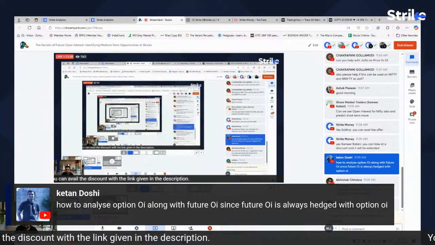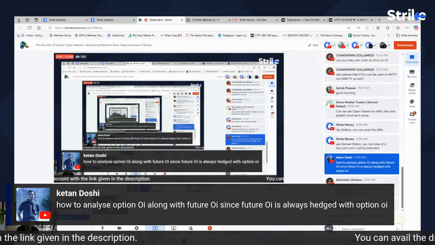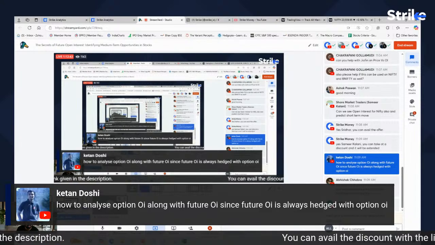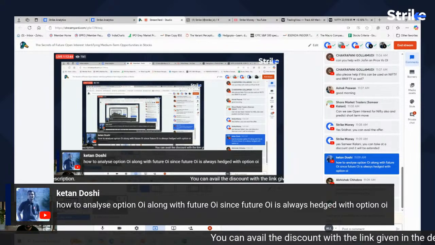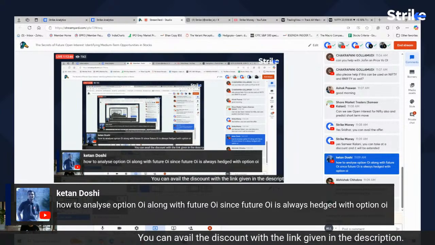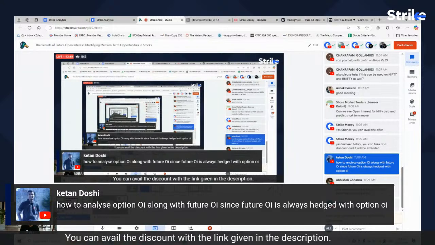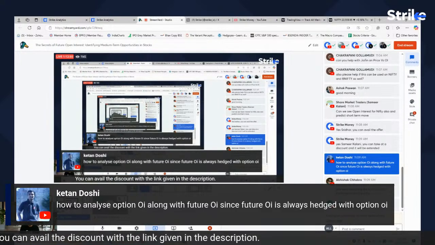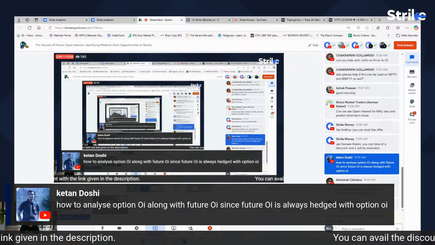So this question is from Ketan: how to analyze option OI with future OI, since future OI is always there? No, Ketan, I think I would second this opinion, and I would say the other way around. Options are usually used to hedge.